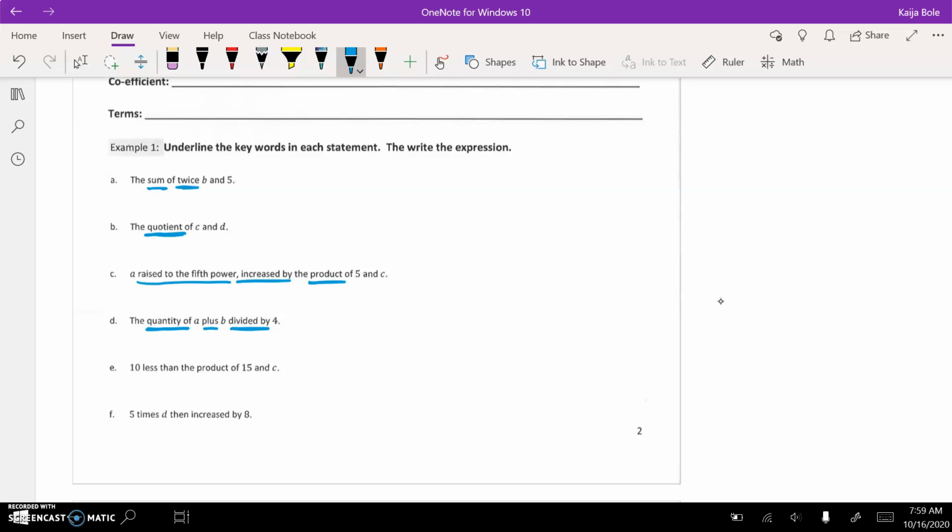Part E, 10 less than the product of 15 and C. So let's see, less than, product, that'll be it. And then part F, 5 times D, then increased by 8. So we got times, increased by. Okay. So I want you to pause right now and take these words and see if you can place them into the boxes up above. And then you can press play again and we will go over and check what you wrote in the boxes.